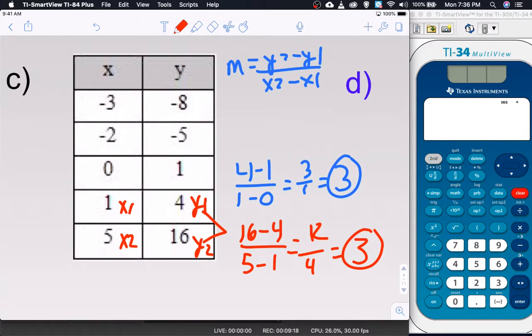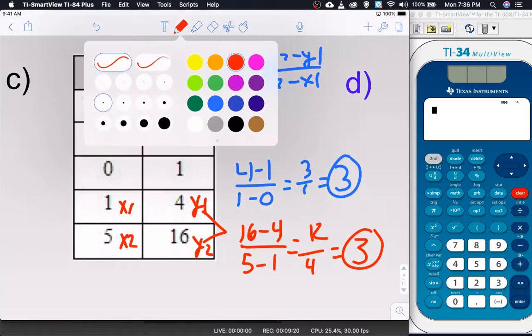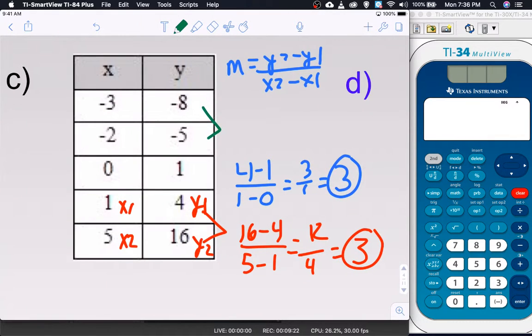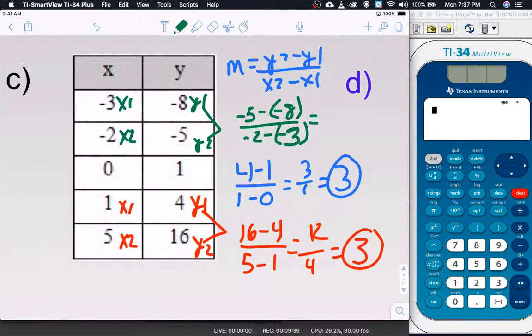Now, you really only have to check twice. I'm going to do it a third time just for safe measurements. So x1, y1, x2, y2, negative y2 minus y1 over x2 minus x1. You see why I skipped those first 2 points, all those negatives. -5 minus -8 is a positive 3. -2 minus -3 is a positive 1. And look at that. It's the same slope. Which means this is linear, 100% guaranteed.